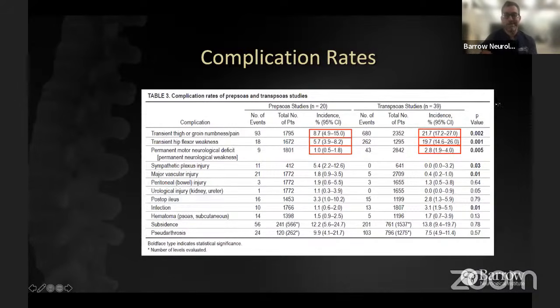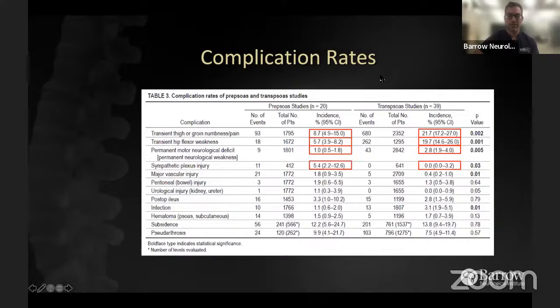So you see that for thigh numbness or pain or transient hip flexor weakness, these were both around 20% for trans-psoas studies, and they were 8.7 and 5.7% for pre-psoas. Permanent neurologic deficit was also higher. It was 2.8% for the trans-psoas, but it was also 1% for the pre-psoas studies.